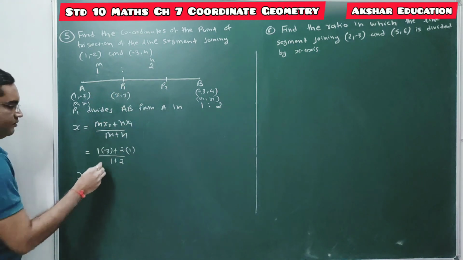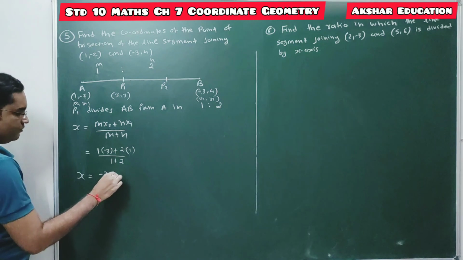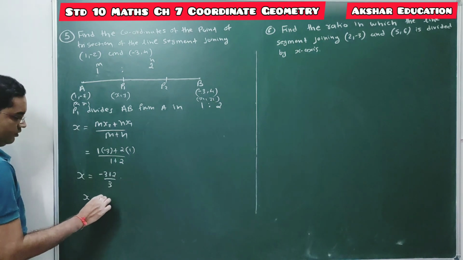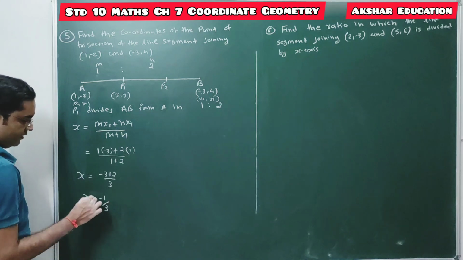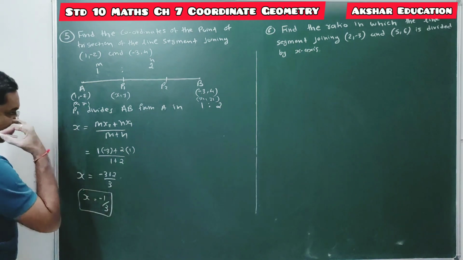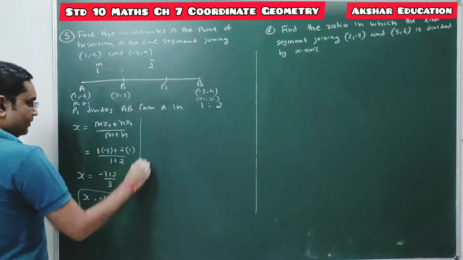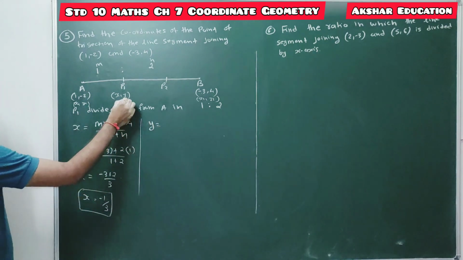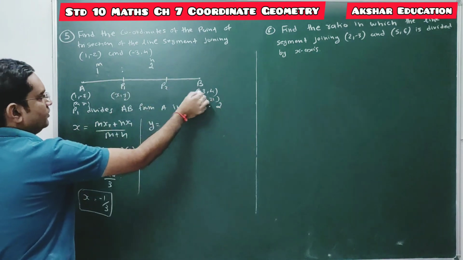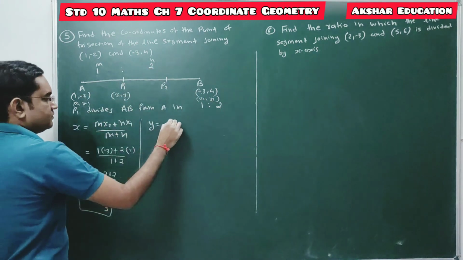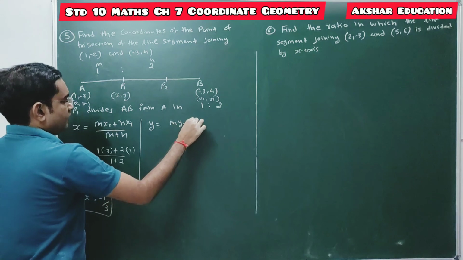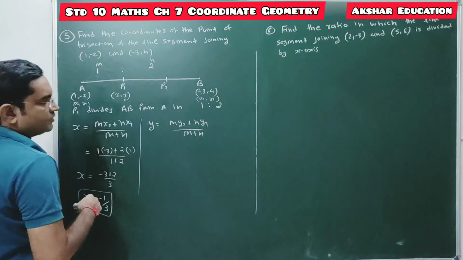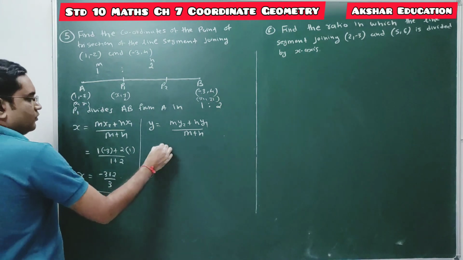So our x is minus 3 plus 2 by 3, and this is equal to x equal to minus 1 by 3. X coordinate is minus 1 by 3. Similarly, you can find y coordinate. Formula of y coordinate, this one, y coordinate is m y2 plus n y1 upon m plus n. Put the values.